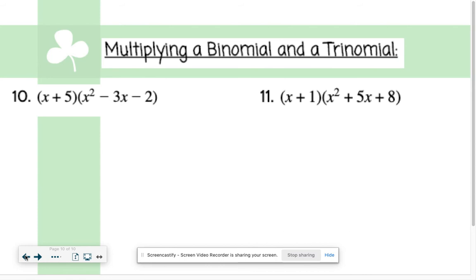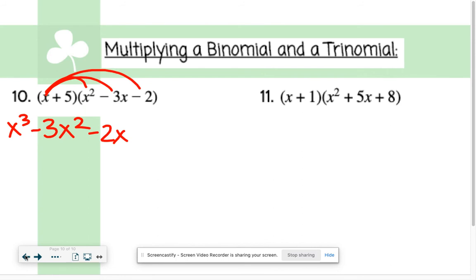So if we start with our x here, what's x times x squared? X to the third. X times negative 3x? Negative 3x squared. And then x times negative 2. Negative 2x. Perfect. Okay, so we just went through it all with our x, right?